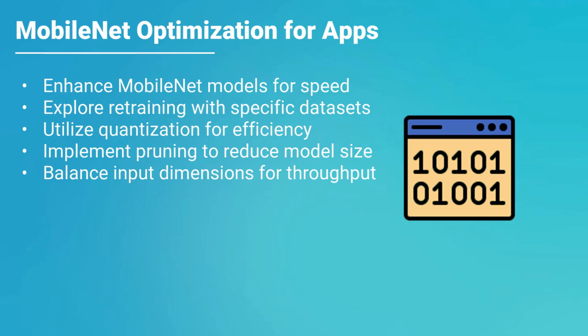In conclusion, optimizing Mobilenet models for speed is quintessential in making them viable for mobile and edge applications. We explored retraining with specific datasets, quantization for efficiency, pruning to reduce model size, and balancing input dimensions for maximum throughput. Each of these elements plays a crucial role in enhancing the inference speed while maintaining a good level of accuracy. As you move forward, consider experimenting with these techniques at your convenience and fine-tune them as necessary according to your application requirements.